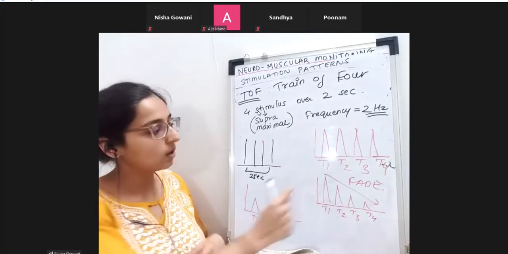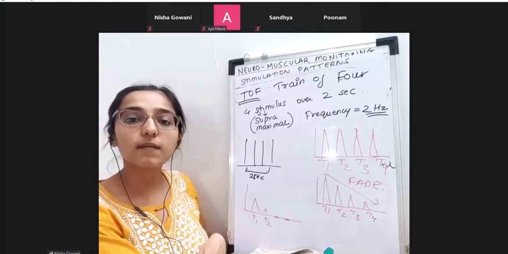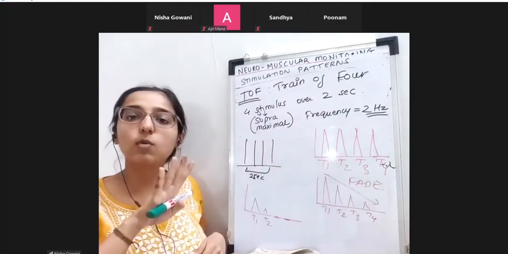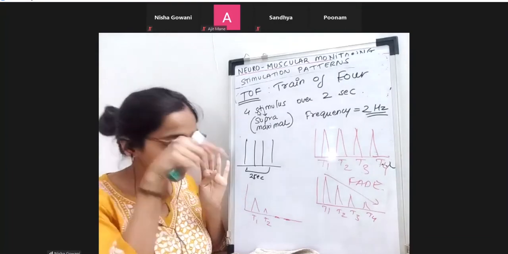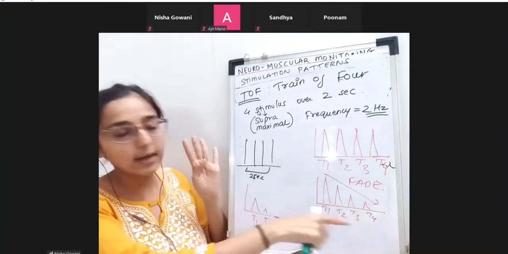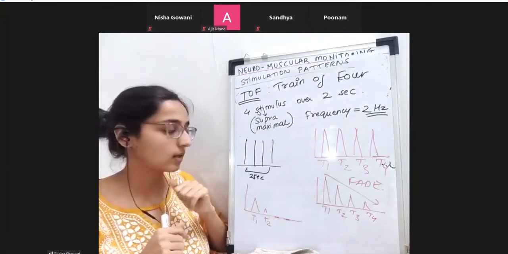Nothing. Count. How much is the count in the awake person? 1, 2, 3, 4. Count is 4. Okay, count is 4 in awake. I have given the relaxant and I pressed the off button. Okay, I'm still getting 1, 2, 3, 4. Count is still 4, I will tell my senior.